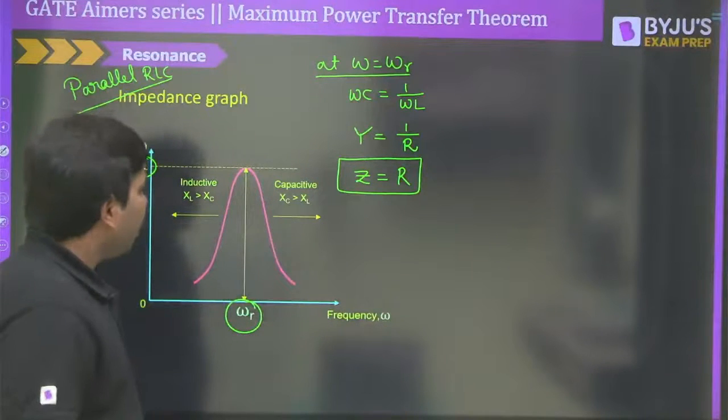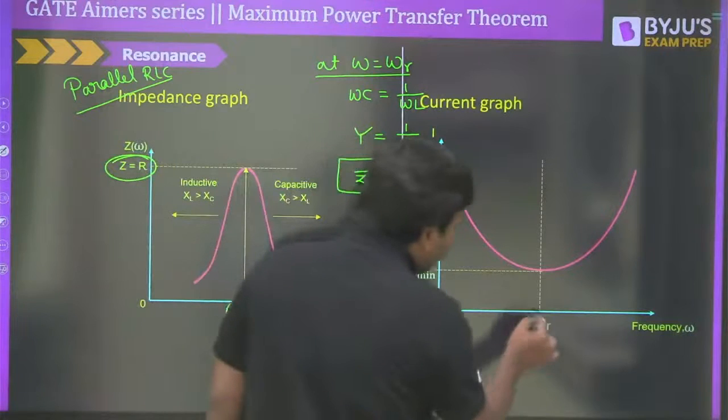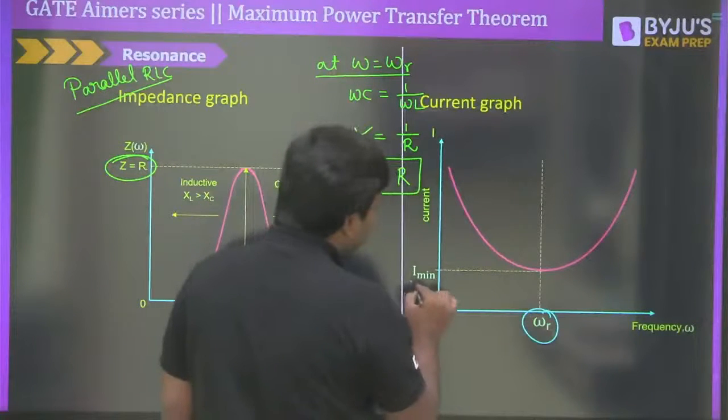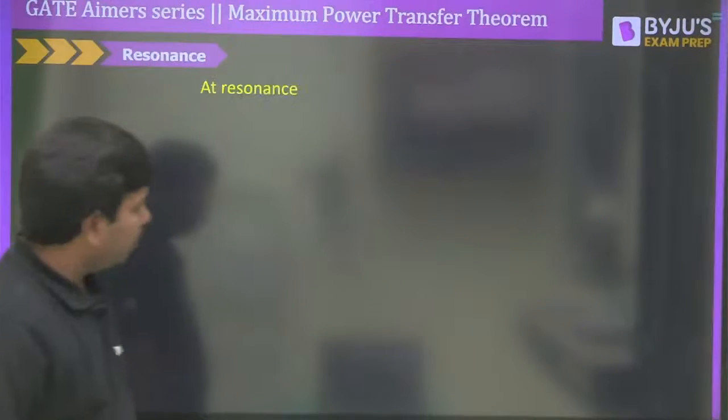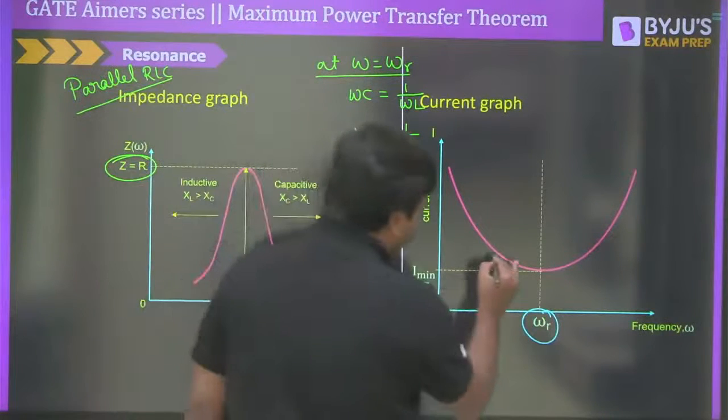Now if you look at it from the current point of view, the current exactly at omega is equal to omega R will become I minimum. Current will become I minimum. So if current becomes I minimum, then tell me what is going to happen here?